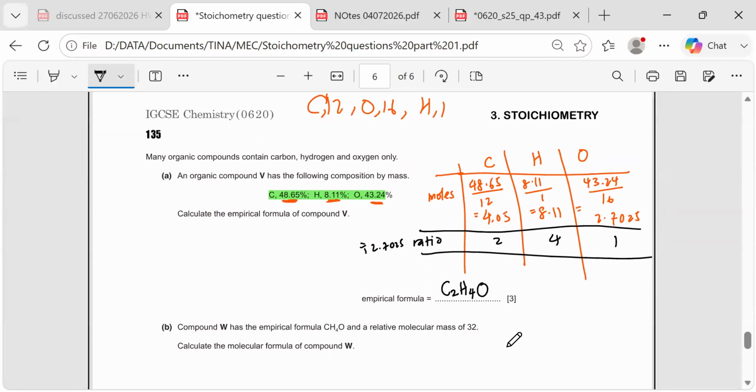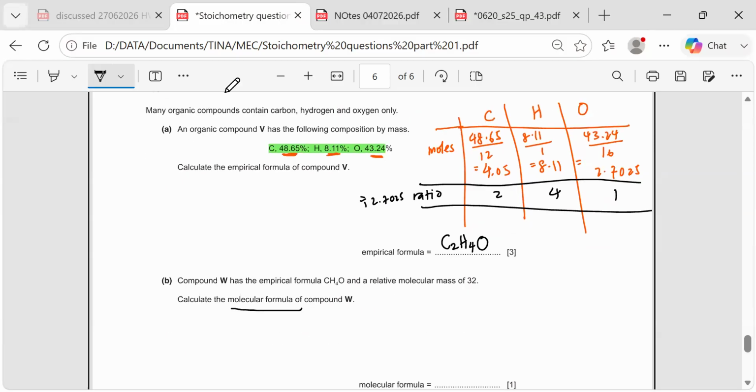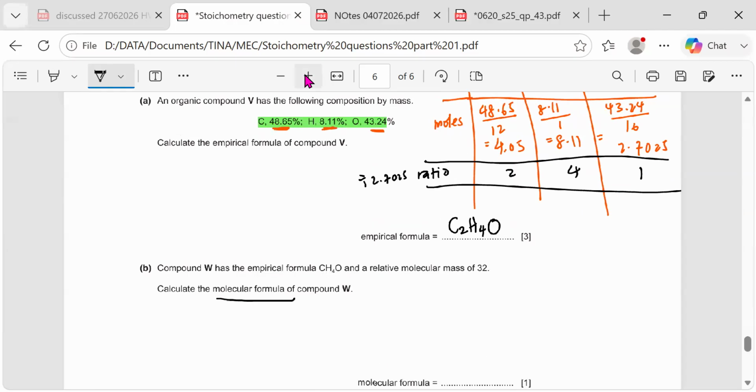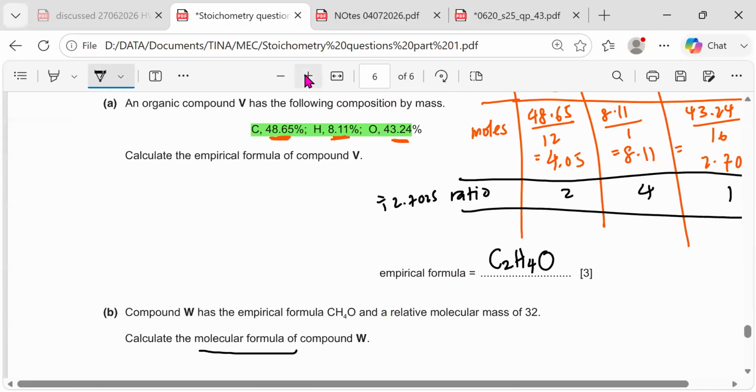Empirical formula means the smallest ratio, the simplest ratio. Molecular formula means the actual amount. How do you change empirical formula to molecular formula? You multiply.